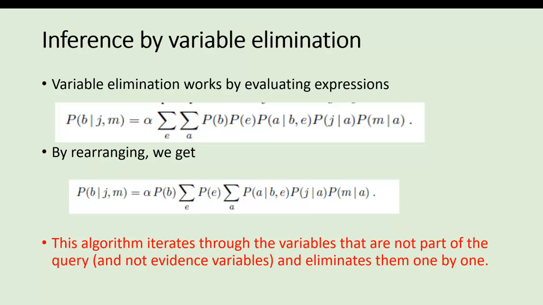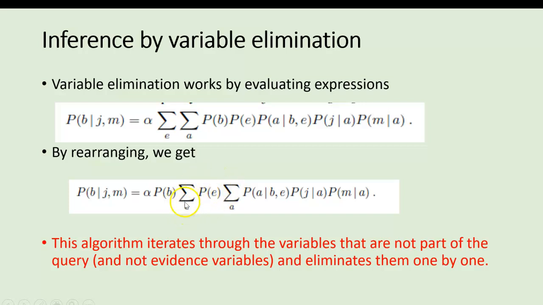To remove that drawback, variable elimination came into existence. Here, summation over A and summation over E are being separated. Alpha times the probability of B doesn't depend on E and A, so you bring it outside. And then inside this first summation you have the probability of E.